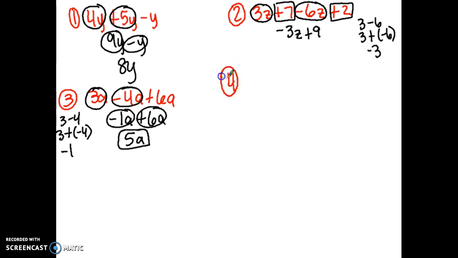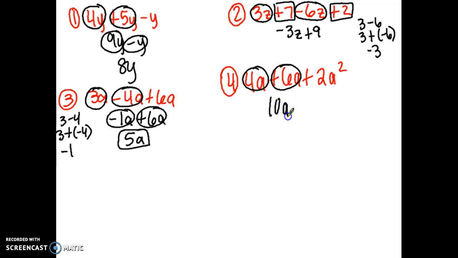Number 4. 4a plus 6a plus 2a squared. I can combine 4a plus 6a because they are like terms. They have the same variable. 4a plus 6a is 10a. Then I have 2a squared. Even though I have the same variable with 10a and 2a squared, I do not have the same exponent, so I cannot combine those. I just write them beside each other.